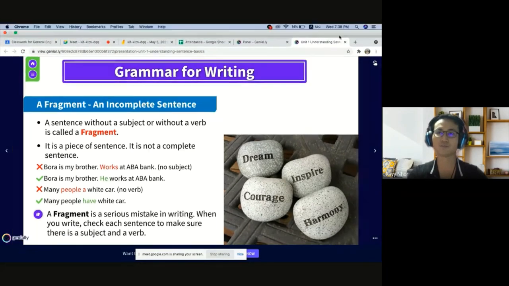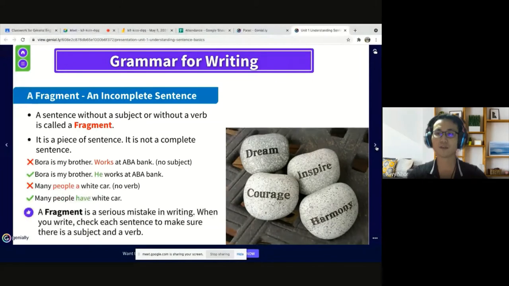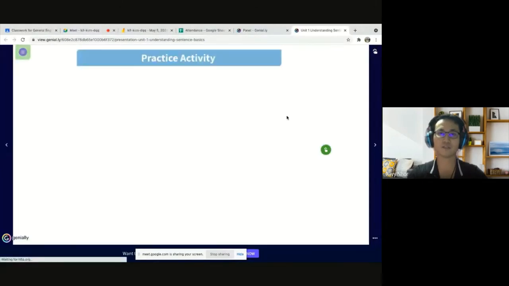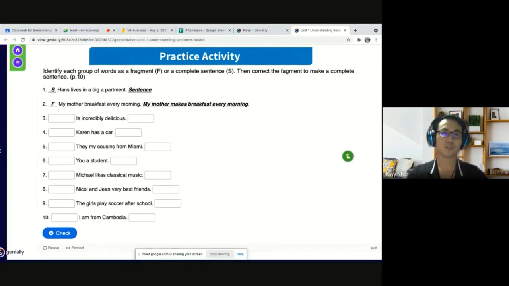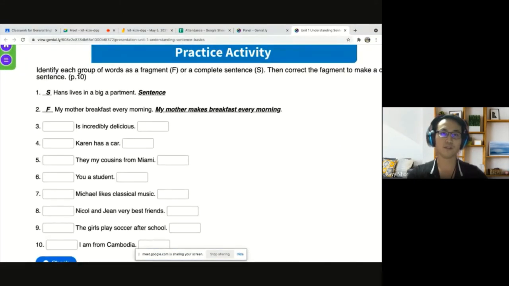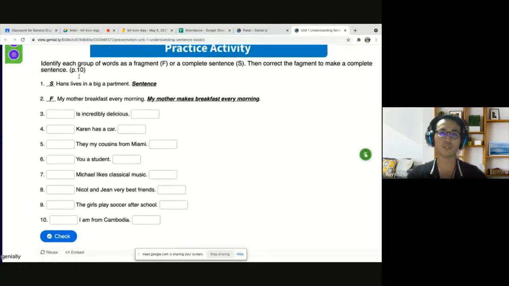Okay, next one. The practice activity here: identify each group of words as a fragment or a complete sentence. Then correct the fragment to a complete sentence.